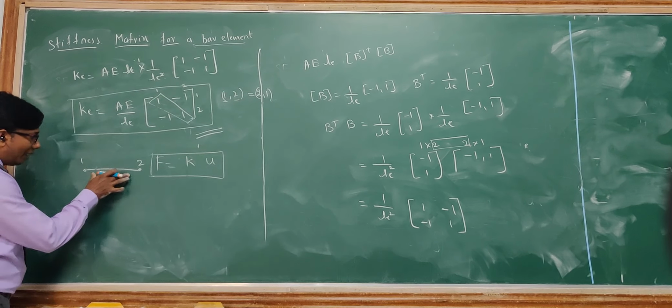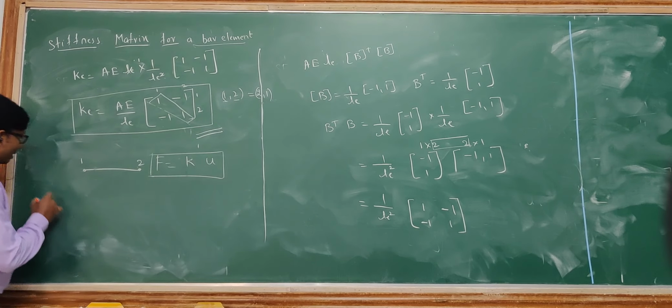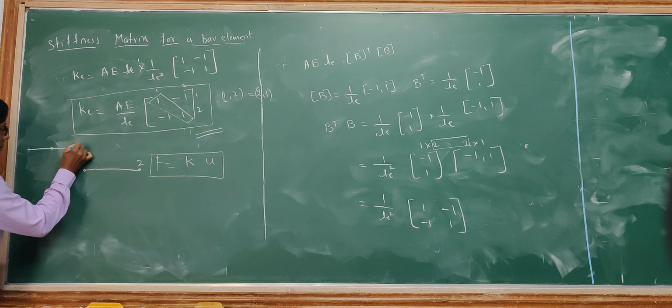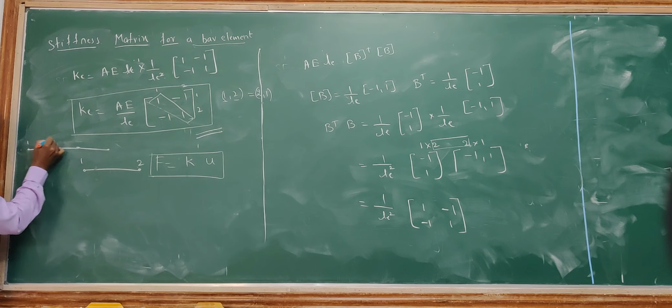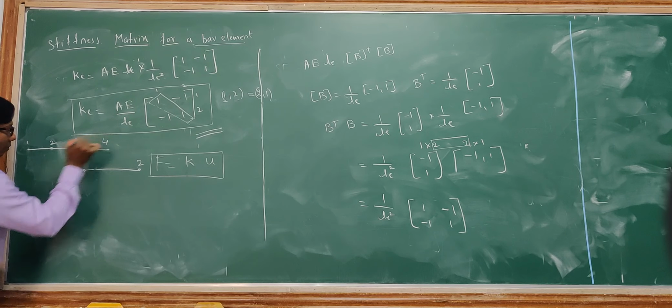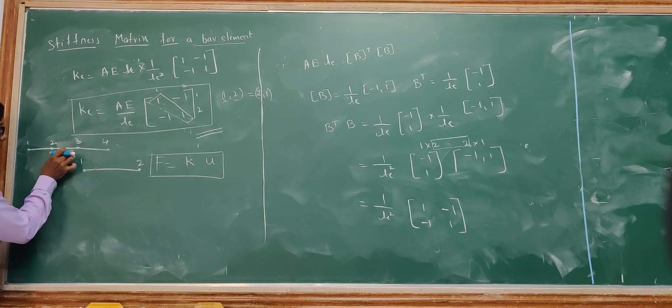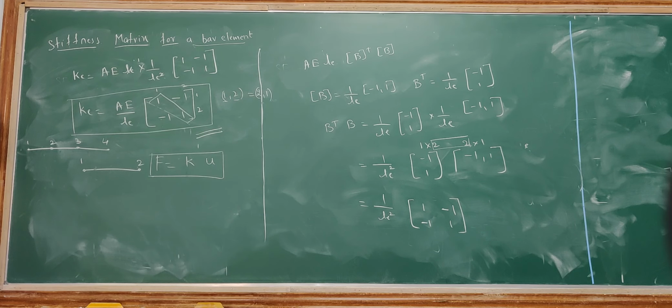So if I have an element, for example, if I take n number of elements, this is 1, this is 2, this is 3, this is 4. Okay, so this will have one stiffness matrix, this will have one more stiffness matrix, this will have one more stiffness matrix. Later we have to combine all the stiffness matrices to form a single stiffness matrix, which I will tell you in the problem. But what will be the size of the final stiffness matrix?